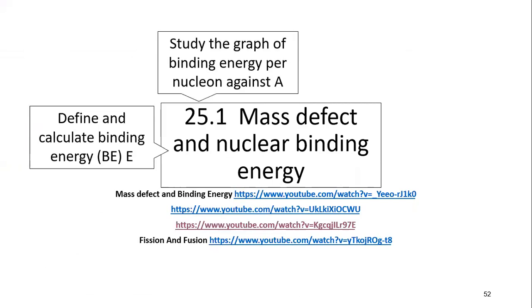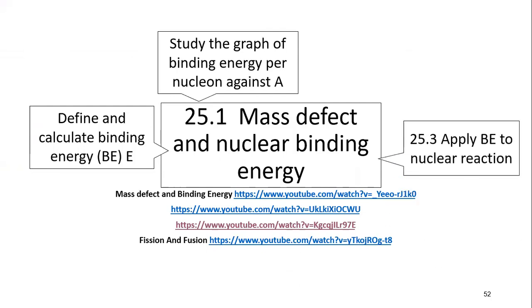Okay, we'll define and calculate binding energy, study the graph of binding energy per nucleon, and then apply the binding energy to nuclear reactions. That's your 25.3.